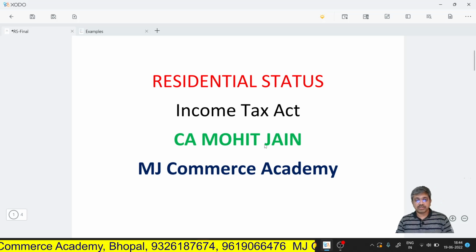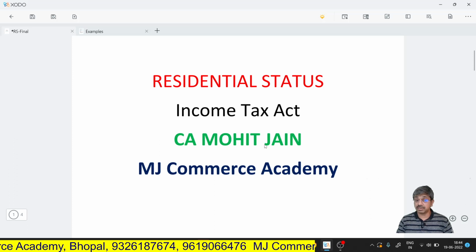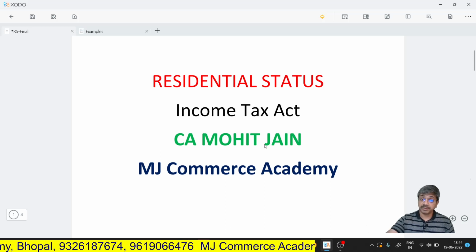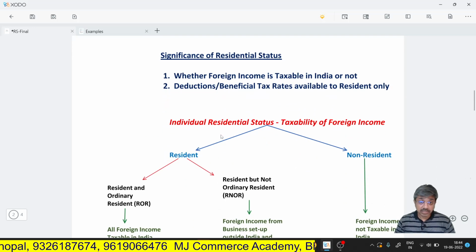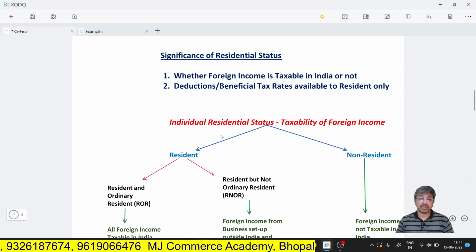Today I am going to discuss an important concept under income tax from the CA exam perspective. That is residential status. Residential status carries at least 6 marks weightage along with another concept, income deemed to accrue or arise in India. The point for consideration is why this concept is so important.